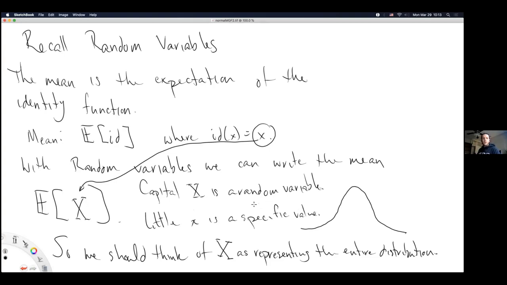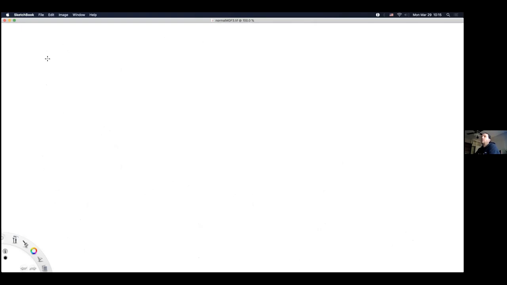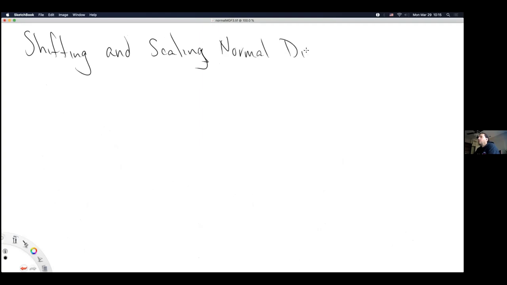Okay, so we are going to then start exploring other benefits of random variables. So we're going to look at shifting and scaling normal distributions. And this is why I cannot get rid of random variables.